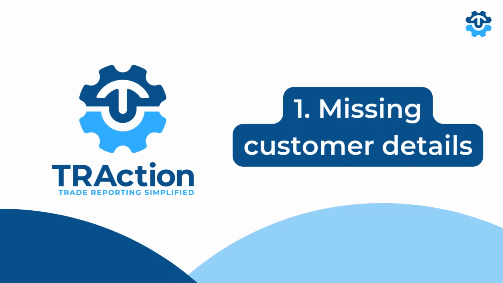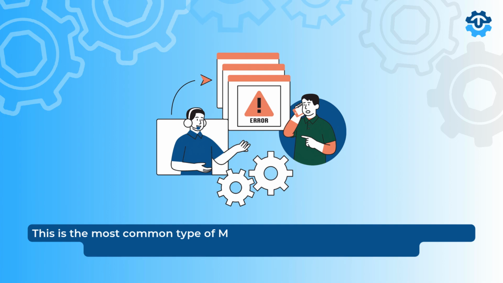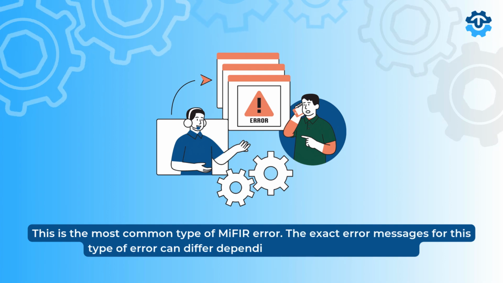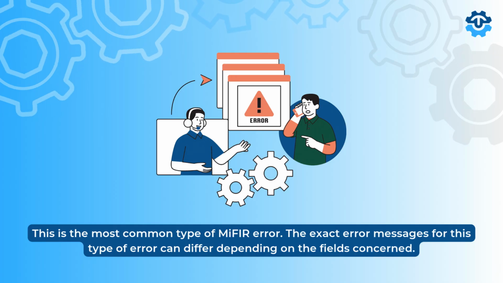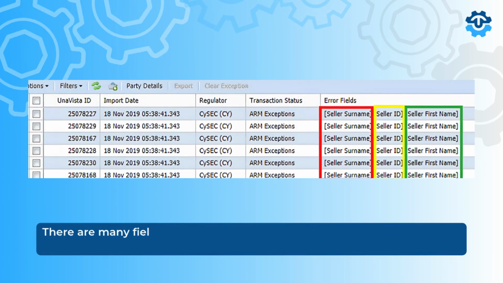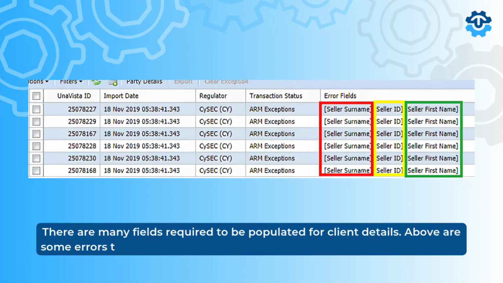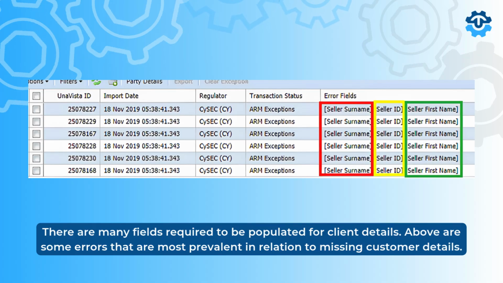Missing customer details. This is the most common type of MiFIR error. The exact error messages for this type of error can differ depending on the fields concerned. There are many fields required to be populated for client details. Above are some errors that are most prevalent in relation to missing customer details.